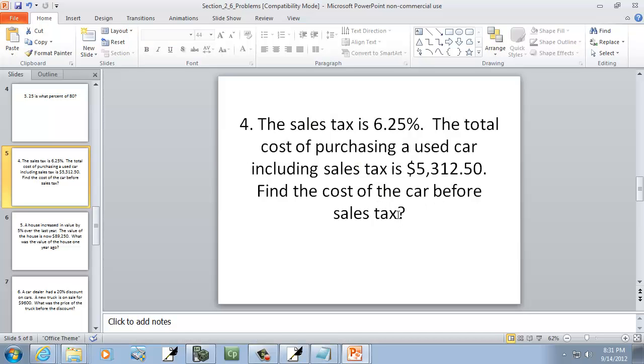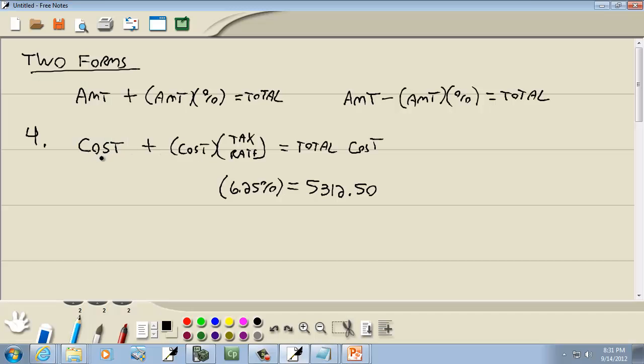And they're wanting us to find the cost of the car before the sales tax. So they're wanting us to find this. Well, this is a variable, so I'll put an X in there for it. And then this one will be X times 6.25%. Well, remember, we never want to work with it in percent form, so we want to change that to decimal. Here's 6.25%. To change that to decimal form, we want to move our decimal place 2 places to the left. So 1, 2, and we have to put a 0 there.